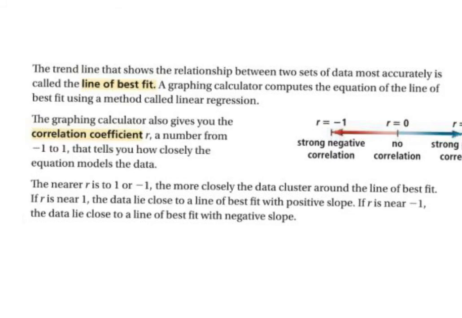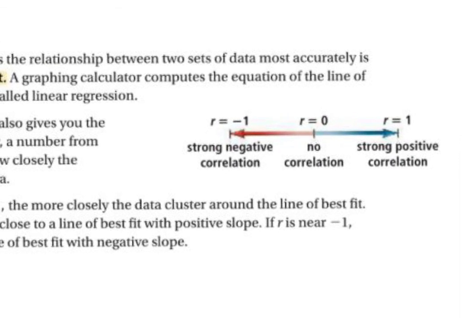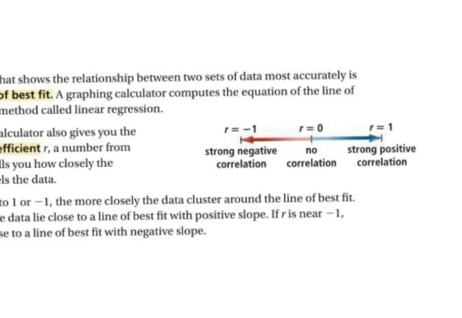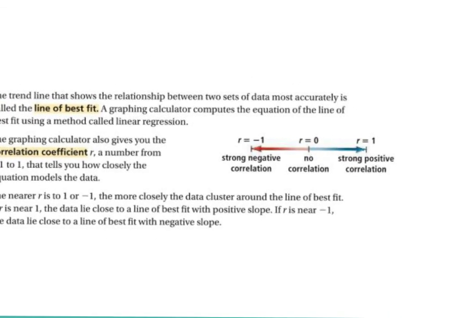So if R equals -1, you've got a strong negative correlation. If R equals 0, you've got no correlation at all. And if R equals 1, you've got a strong positive correlation. And by strong, that means that the points are very close together and very close to your line. If it's a weak correlation, your points are more scattered and not as close to the line. So let's go ahead and take a look at the very first slide.